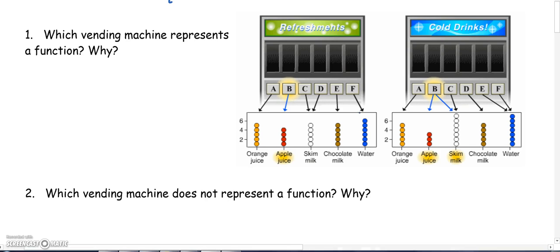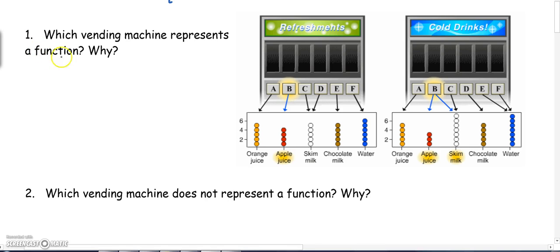In the cold drinks machine, if I hit A, I'm going to get orange juice. If I hit B, I'm going to get apple juice or skim milk. In C, I'm going to get skim milk. D, I'm going to get chocolate milk. E and F, I'm going to get water. So as you see, there's two drinks associated with button B. So I don't know which one I'm going to get when I hit that button. So which one represents a function?